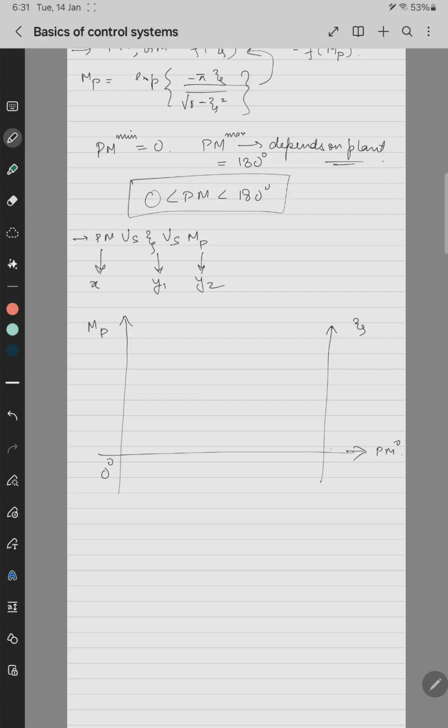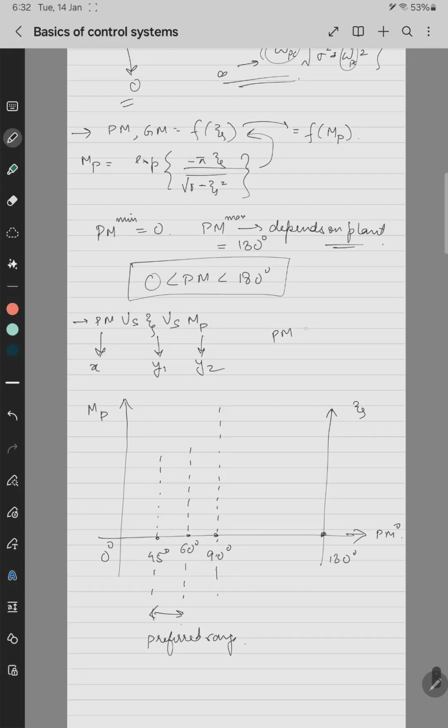Let's say this is 0 degrees and this is 180 degrees, so this will be 90 degrees. Typically we select the range of 0 to 90 degrees or 0 to 60 degrees, basically for power electronic converters. So this is 45 degrees and this is 60 degrees. Typically for power electronic applications, this is the preferred range of phase margin. So phase margin versus zeta.